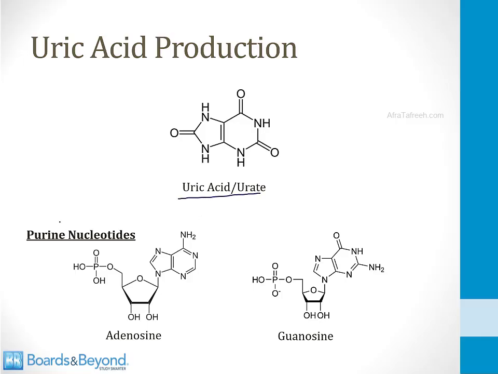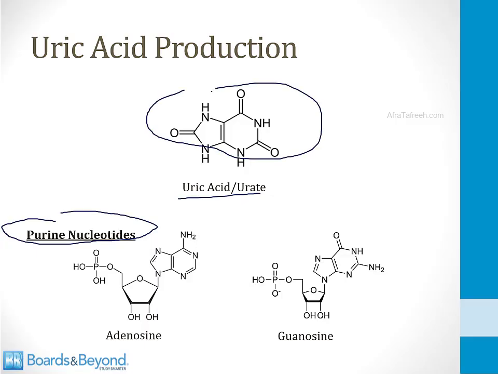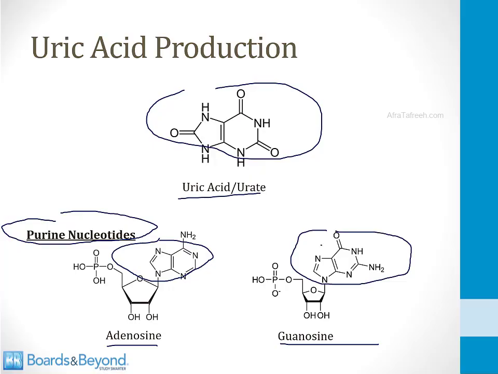Uric acid is derived from purine nucleotides. You can see that uric acid has two rings in its structure, and those two rings derive from things like adenosine, which has the base adenine as part of its structure, or guanosine, which has the base guanine as part of its structure. These molecules are broken down into uric acid.